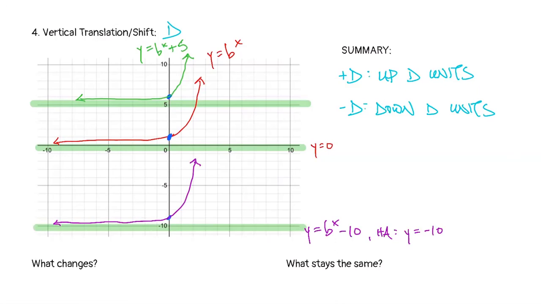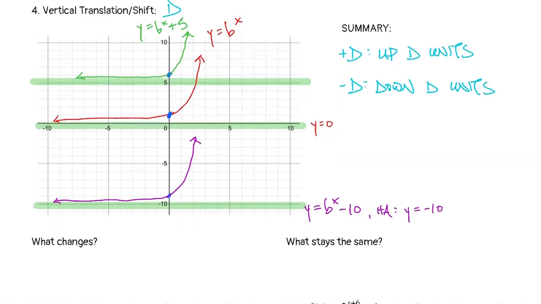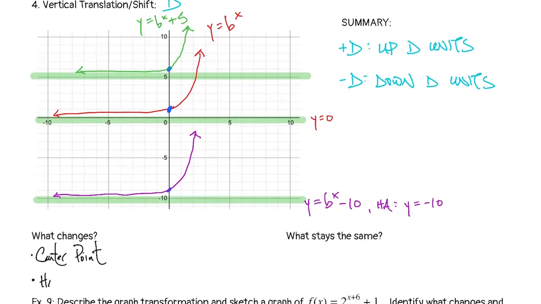All right. So that's our vertical translation or vertical shift. And I think what we can notice here is that the center point changes. But in addition to that, the horizontal asymptote changes. Okay? But what stays the same is the shape. And we could even say that the steepness, if it's only a vertical translation, the steepness also stays the same. Okay?